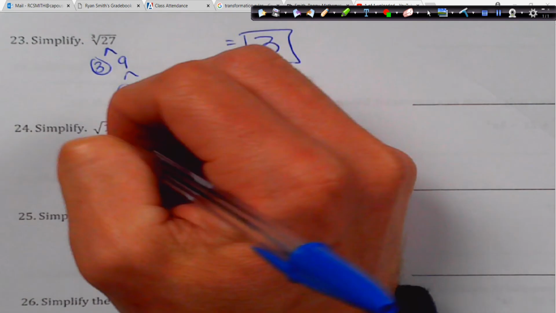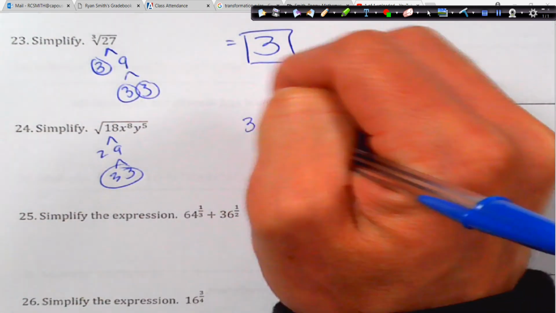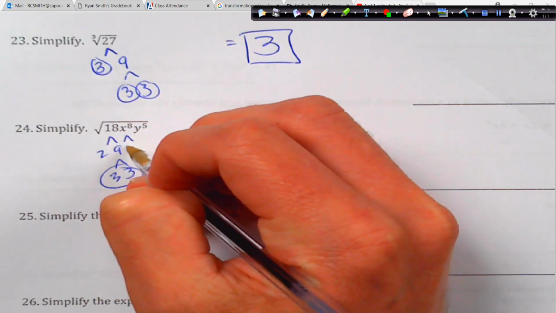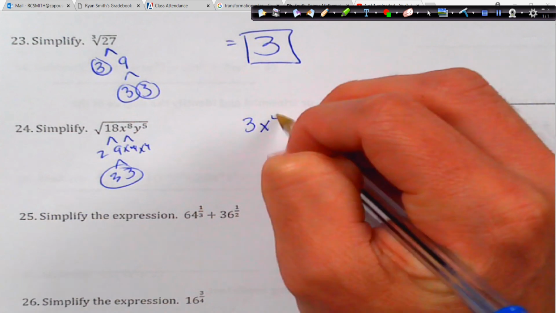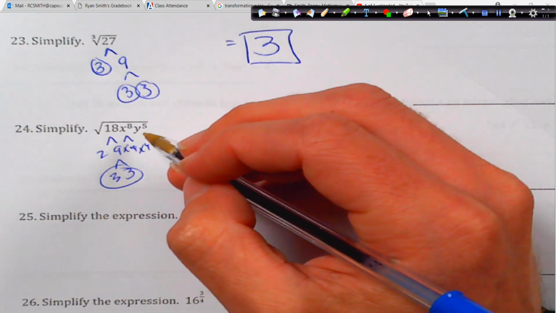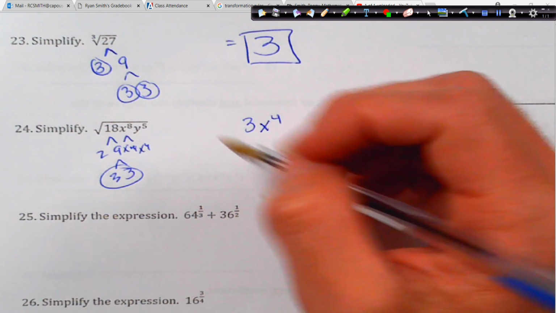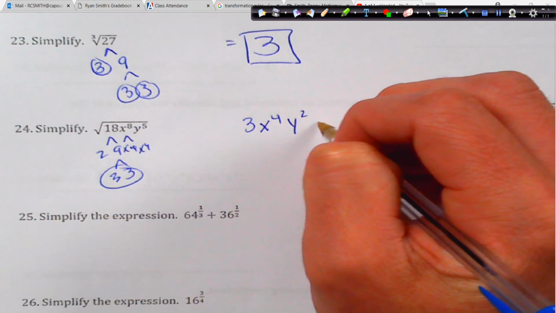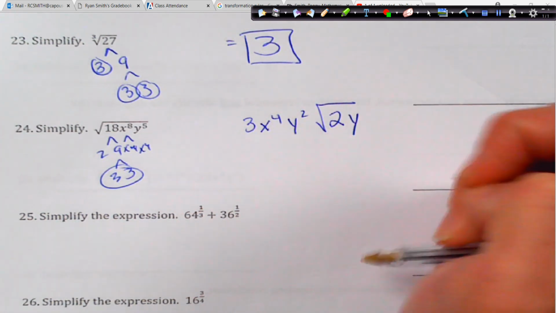Square root, we have 2 and 9, 3 and 3, so I get to pull a 3 out. Here you can divide these by 2. This is basically x to the 4th and x to the 4th. Here you could break that one into x squared, and y squared times y to the 1. So we could pull out a y squared. We'd be left over with a 2 on the inside and a y.